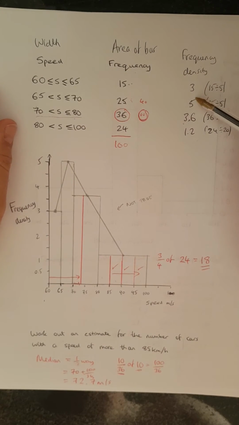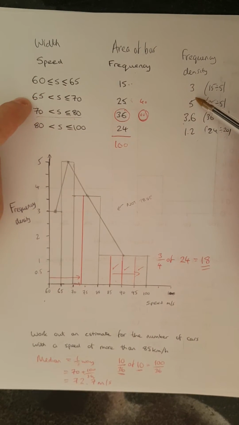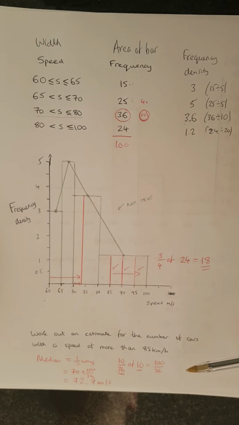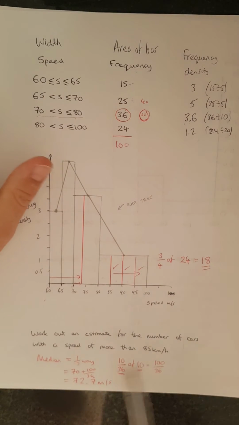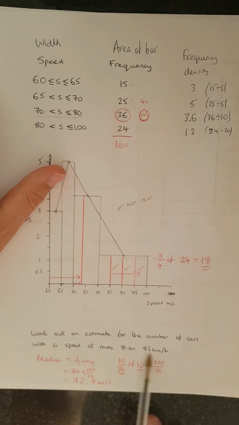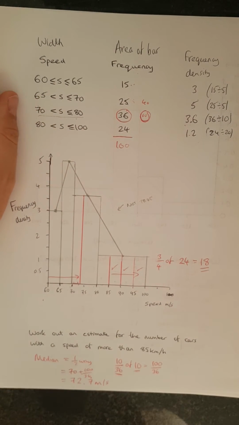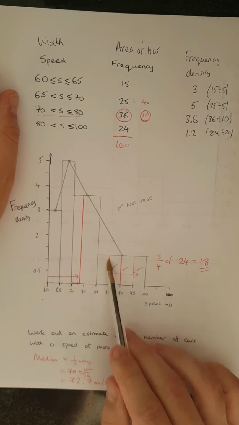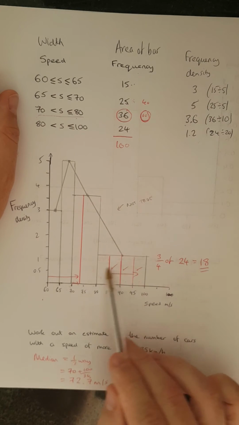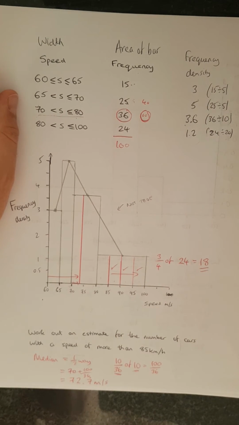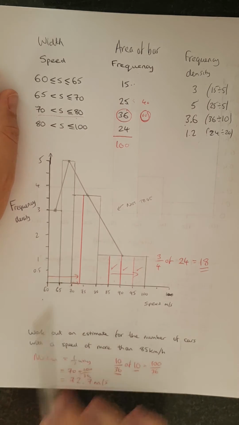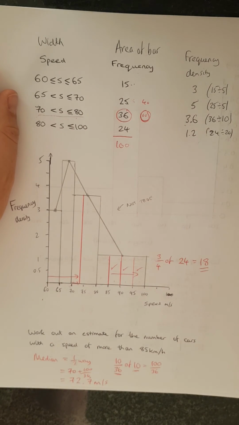And when we have the frequency density and the widths, we can plot the information. We can then do things like estimate the number of cars above a certain value by working out where to draw a line and what fraction of that section to include or exclude. And we can do the same with the median. We can work out halfway into the data, and then we can work out what fraction of the bars we need to include.